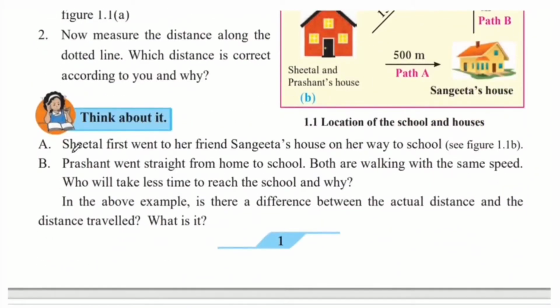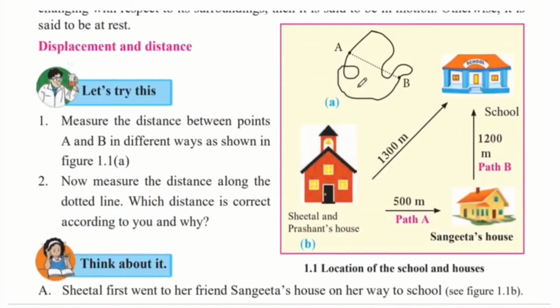Think about it. Sheetal first went to her friend Sangeeta's house on her way to school. Prashant went straight from home to school. Both are walking with the same speed. Who will take less time to reach the school and why? So in this image we can see that Sheetal and Prashant, they stay in the same house and Prashant directly went from his house to school.